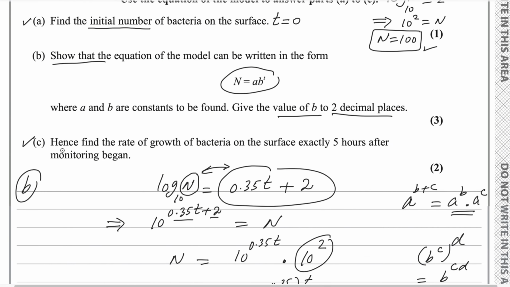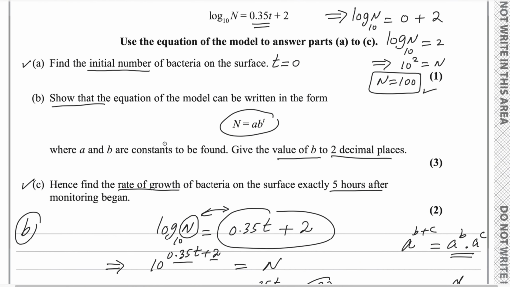Last part of this question: hence find the rate of the growth of bacteria on the surface exactly 5 hours after monitoring began. You need to find the rate of growth, the number of bacteria with respect to time. Actually, you need to find the rate with respect to time, like dN/dt. Rate is always with respect to t.